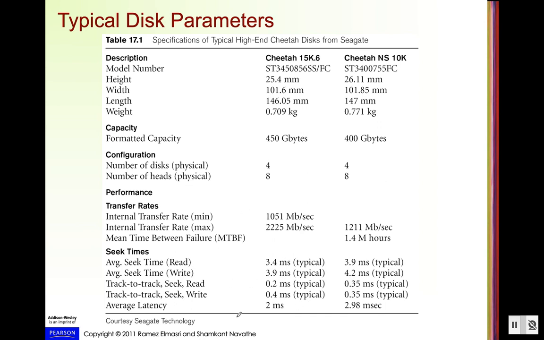So that's it. A typical disk parameter listing looks like this. Most of these things are determined by the manufacturer and hard coded. For each disk there is a model number, height, width, length, and capacity. And the transfer rate will determine the performance.